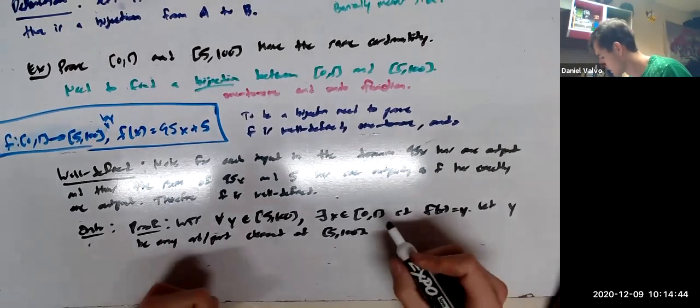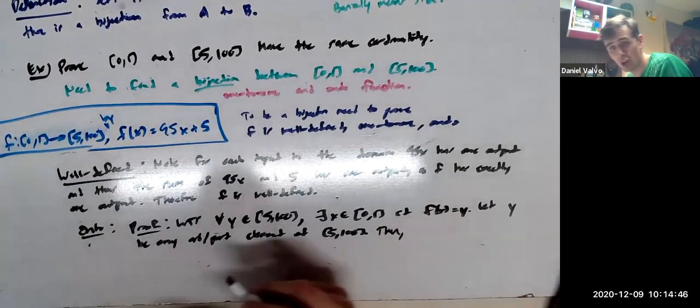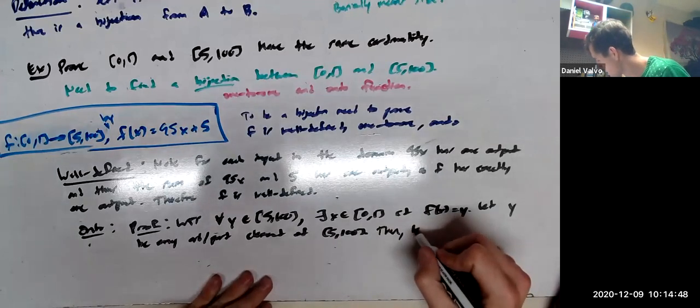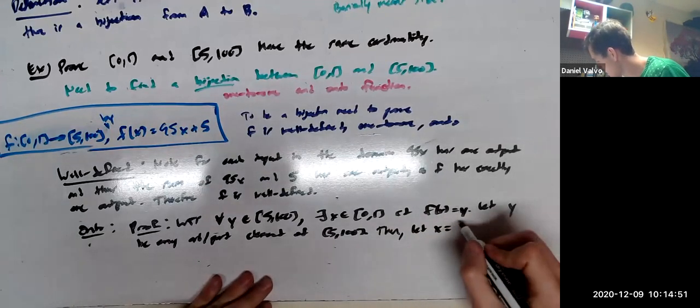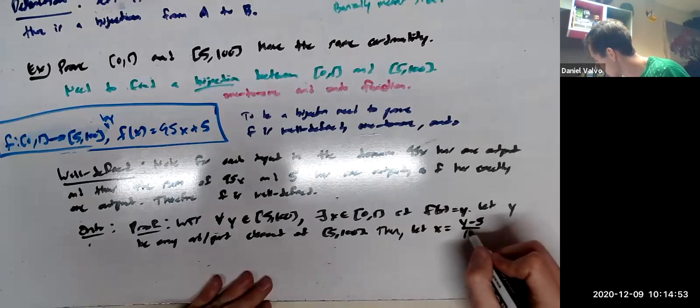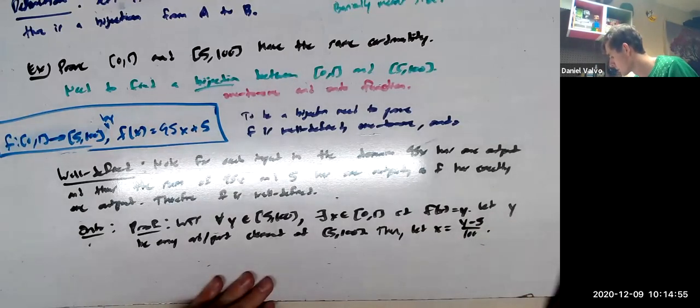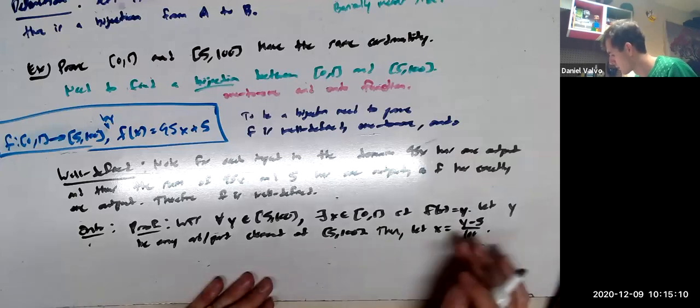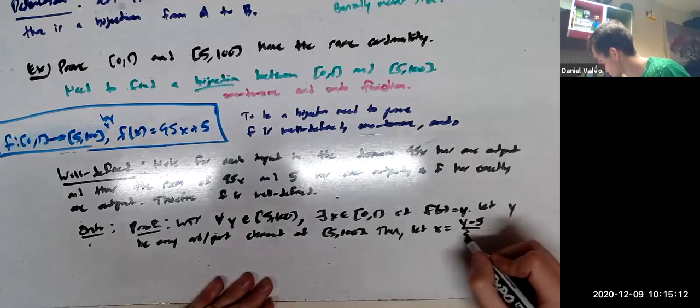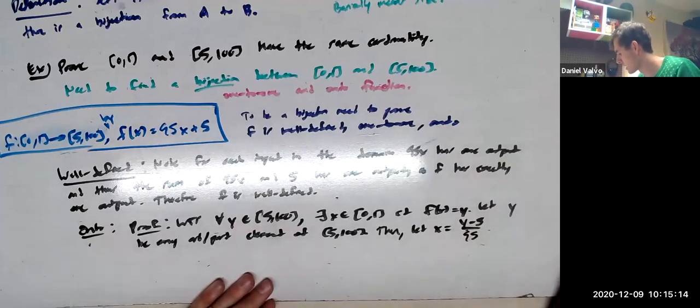And then, like we showed in our little green aside, let x equal y minus 5 over 100. Is that what I want? No. y minus 5 over 95. That's what we said in the thing before. There we go: x equals y minus 5 over 95.